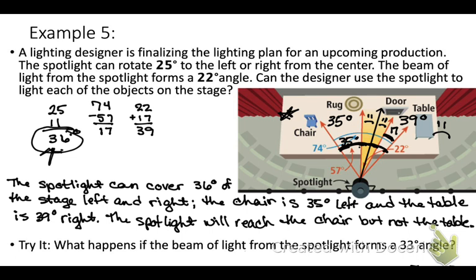Okay, you can keep writing. I'm just going to tell you what I wrote. I wrote, the spotlight can cover 36 degrees of the stage left and right. Is that what we found total? Mm-hmm. Okay. The chair is 35 degrees left and the table is 39 degrees right. The spotlight will reach the chair but not the table.